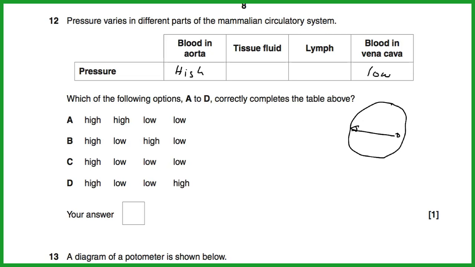Now, the tissue fluid has been forced out of the capillary by the higher hydrostatic pressure than the oncotic pressure between the tissue and the blood plasma. So the tissue fluid is at a low pressure. Excess tissue fluid flows into the lymphatic drainage system, and that additionally is at a very low pressure. So the answer here is C.